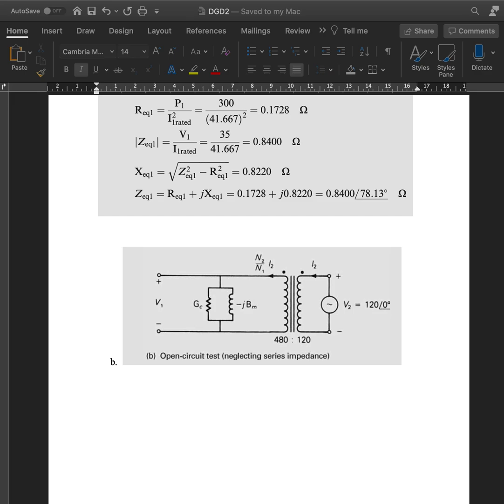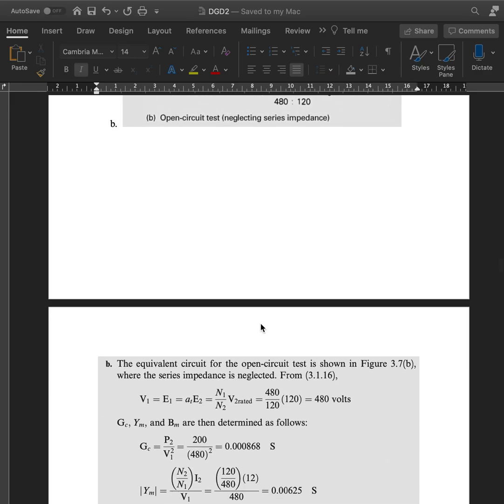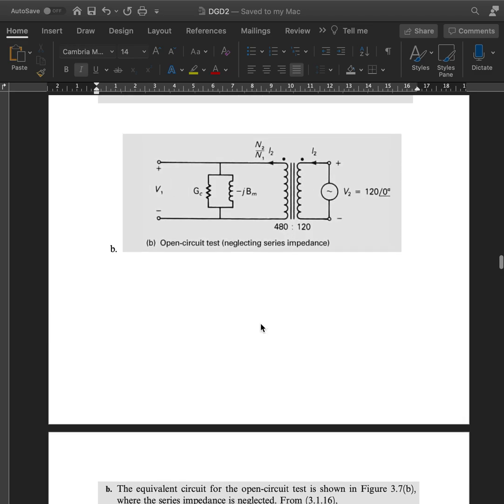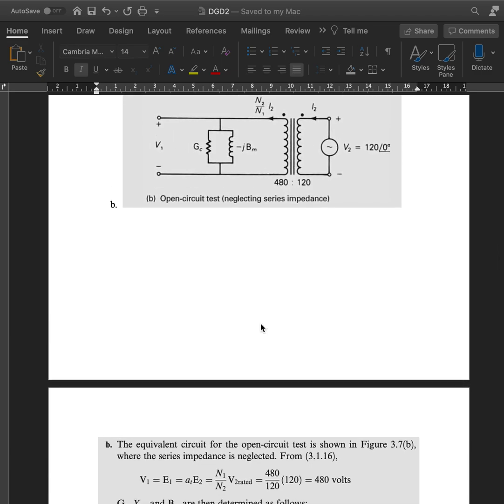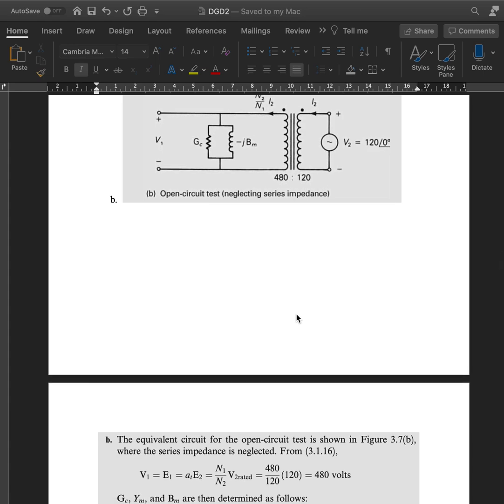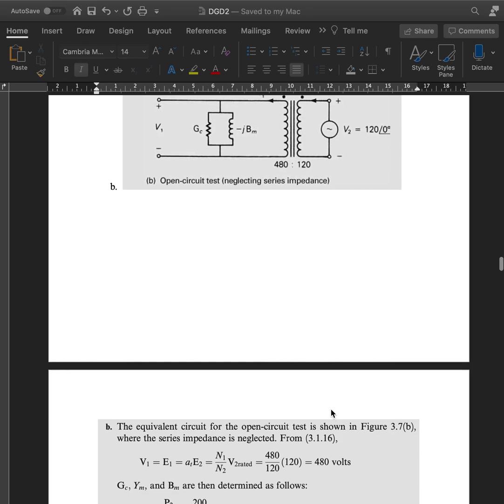All right. The equivalent circuit, we begin with that. V1, as we know, is equal to E1, as there is no winding drop in this case. This is an open circuit, so the voltage across here would be the same as the voltage across V1. So in this we don't have to differentiate between V1 and E1, since it's an open circuit in this scenario. So it's equal to a1 times E2, which is N1 over N2 times V2 rated. Hence 480 over 120 times 120, which gives us 480 volts across it.